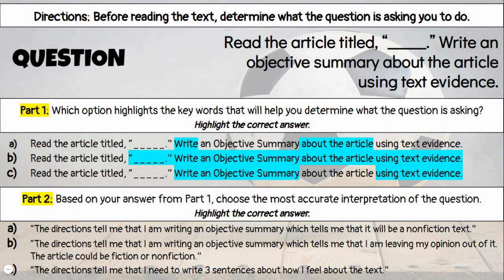Let's reread the question. Read the article titled blank, write an objective summary about the article using text evidence. In part 1, determine which answer highlights the most important words in the text. In part 2, determine which option appropriately interprets or understands what the question is asking. Pause the video to complete this slide.